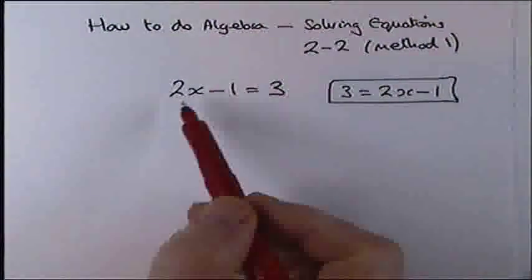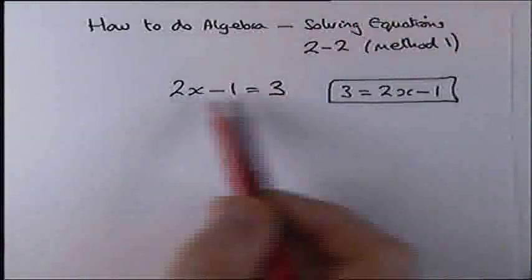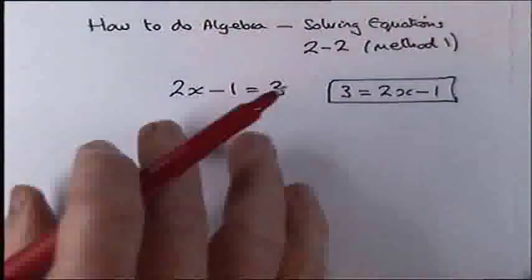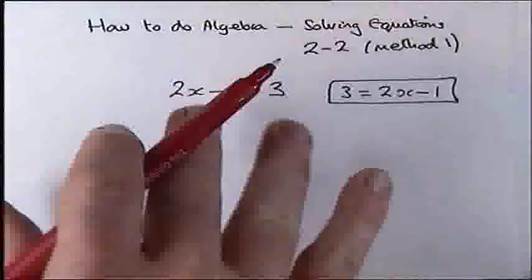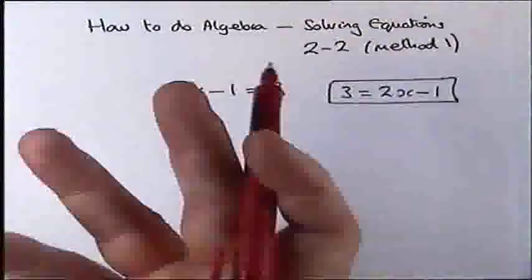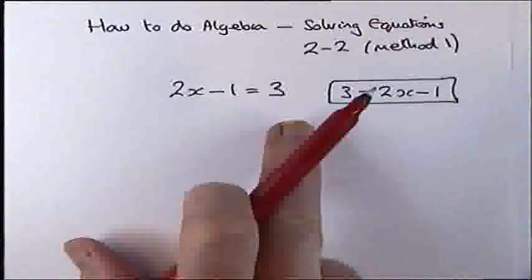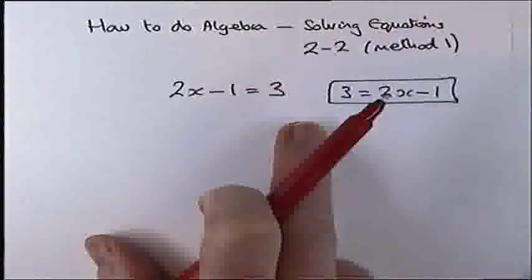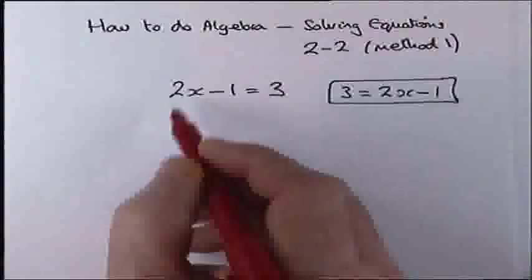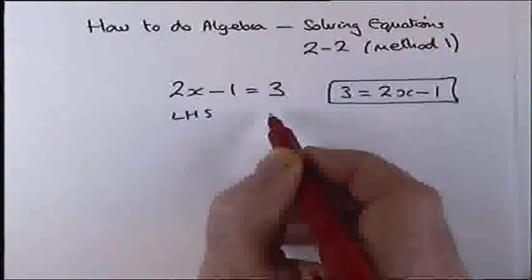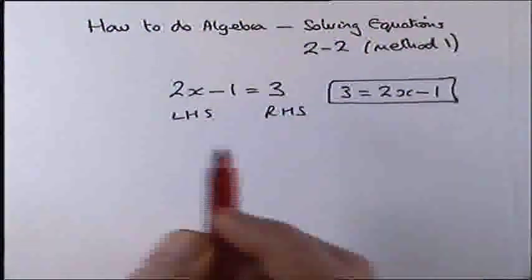Right, so 2x minus 1 is equal to 3. What we're looking at in this video is how to solve that using method 1, and that's by doing whatever we do to one side of the equation, we do the same to the second side of the equation. So I'm going to be calling the equations the left hand side and the right hand side.